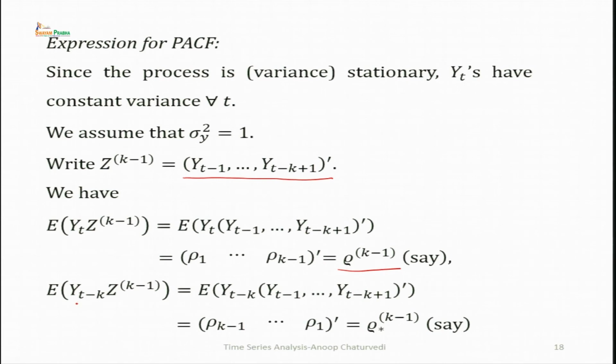Similarly, for the expectation of y_{t-k} z_{k-1}, you take this expectation. Again, the expectation of y_{t-k} y_{t-1} is equal to rho_{k-1}, the expectation of y_{t-k} y_{t-2} is equal to rho_{k-2}, and so on, and the last term is rho_1, and then you have the transpose of this. So we write it equal to rho star_{k-1}, say.